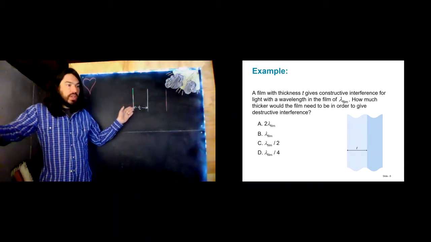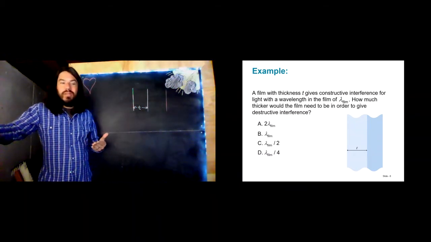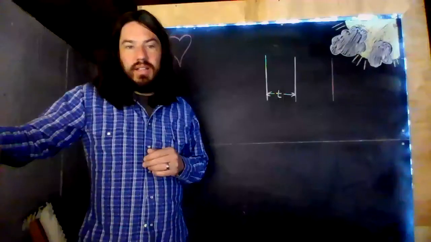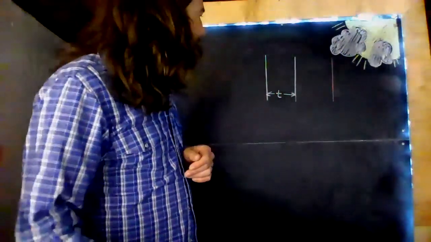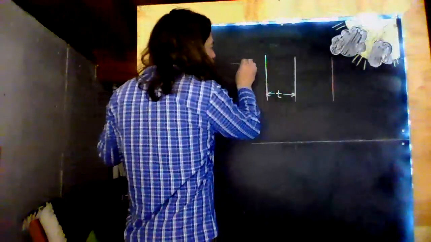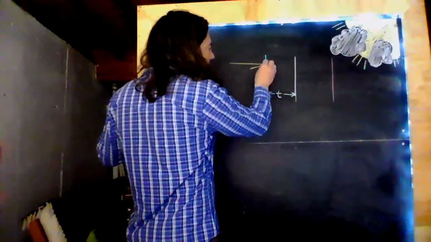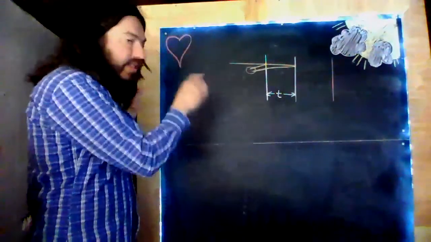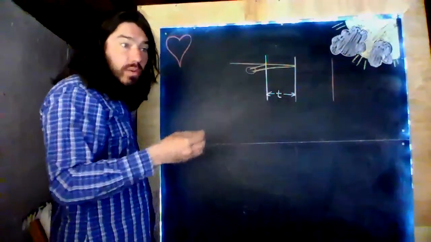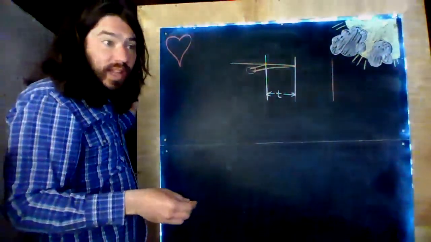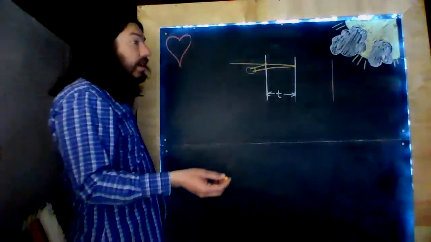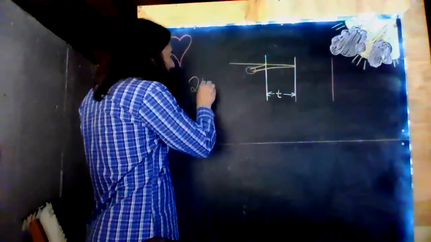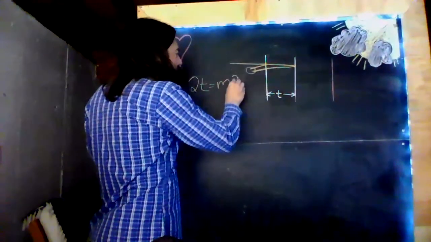Here I've drawn this picture. Again, we've got constructive. We want to make T a little thicker in order to change it into destructive. What's that going to look like? Well, so we've got our incident light that comes in. One ray bounces off of there, and another ray bounces off of there, and then they combine, right? The path length difference in this case is equal to an integer number of wavelengths because they told us it's constructive. So here we have 2t equals m lambda film.